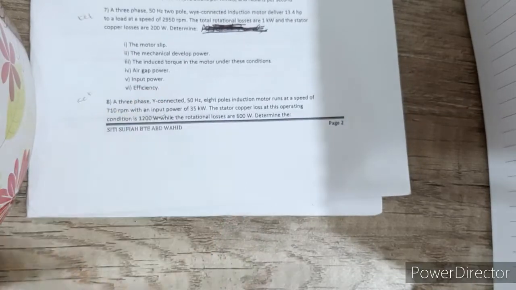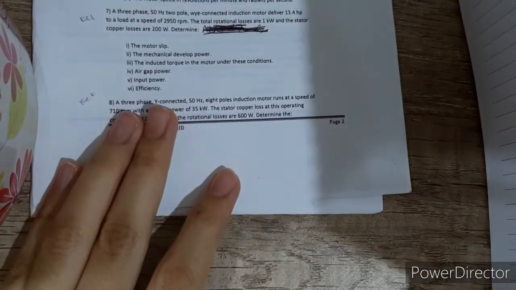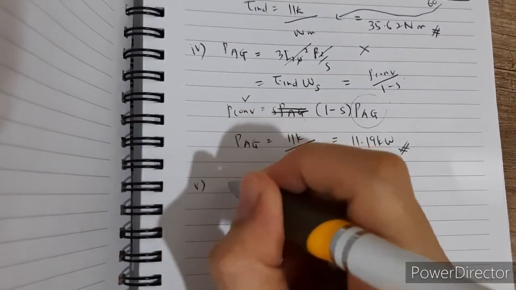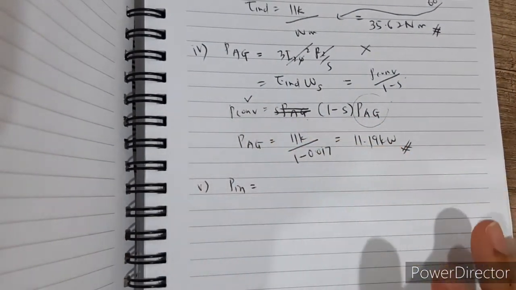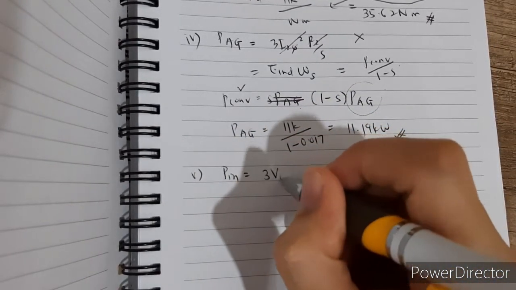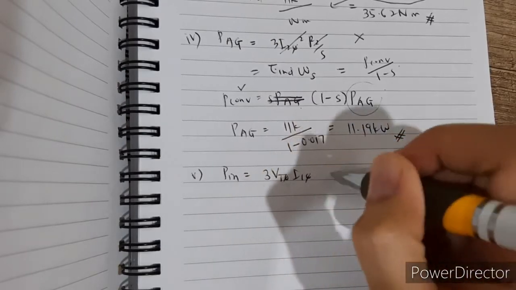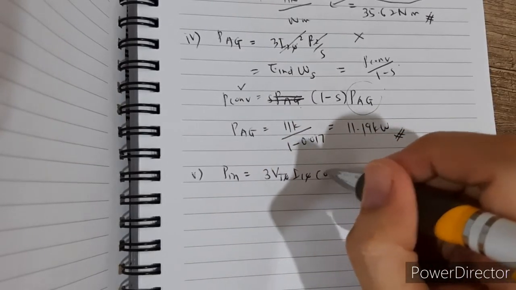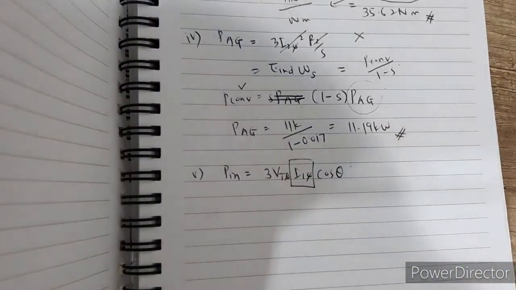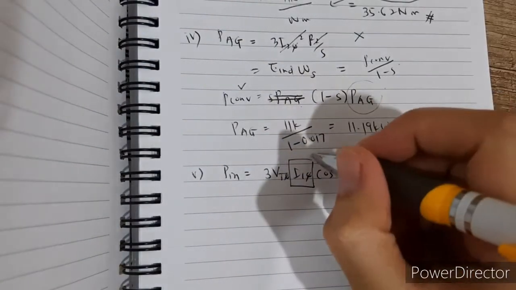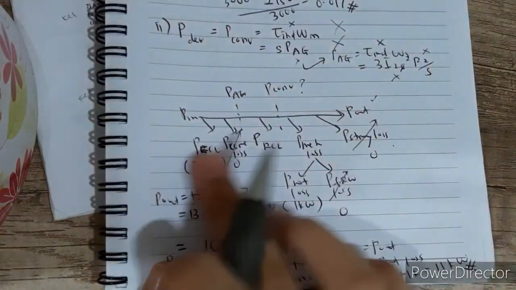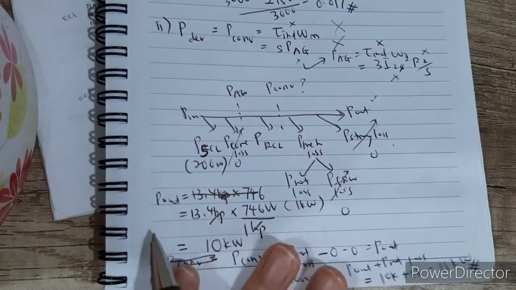Input power, and finally your efficiency. For input power, P in, for an induction motor the formula is 3 VT phase I1 phase cos theta. But we don't have your I1 phase, so we can't use this formula. We have no other choice but to use the power flow diagram.